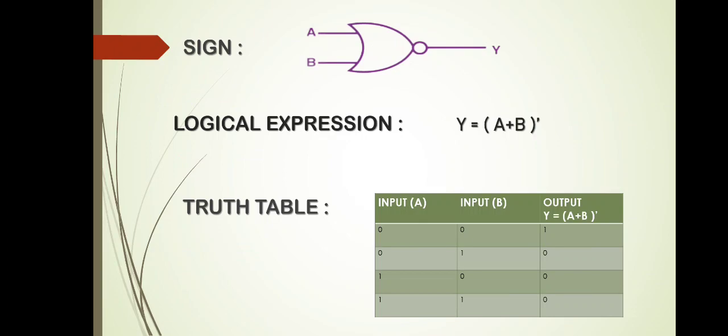Here is the diagram of the NOR gate, and the mathematical expression is y is equal to (a plus b) whole complement. In the truth table, we can clearly see that the output of the NOR gate is just the opposite of the OR gate, and it should be, obviously, as the name suggests.